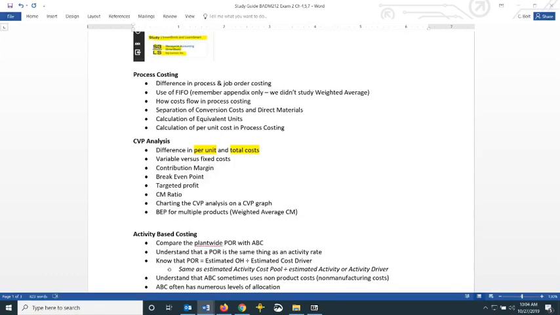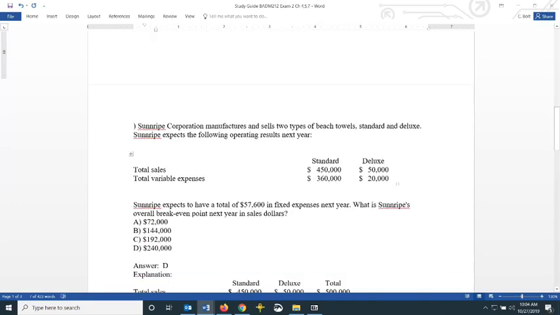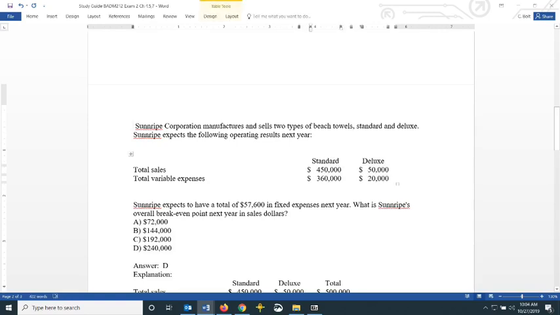Okay, I took a quick break there in my recording because I wanted to pull up a problem for you to look at regarding this last piece, calculating the break-even point for multiple products. We didn't get very much of a chance to talk about that in class. It's a moderately difficult problem, and it's one that you did on your homework. So here's an example of a company, the Sunripe Company, and they sell 2 types of beach towels. One of them is standard, the other's deluxe, and they show you the total sales and the total variable expenses here.